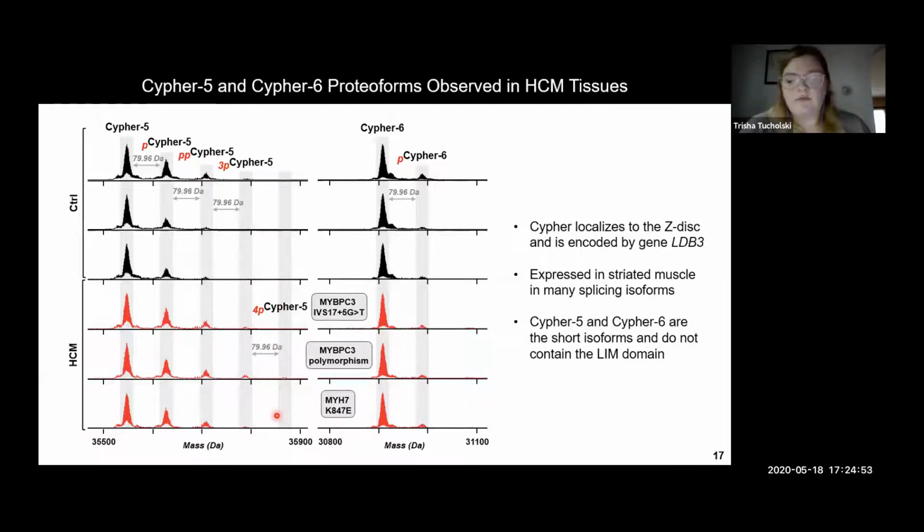So we really wanted to know where the phosphorylation sites for cipher 5 and cipher 6 were, so that we could, in a similar way to cardiac troponin I and ENH2 that I showed in a few slides earlier, understand what sites were being phosphorylated, so that we could start to know maybe what kinases are acting on these proteins and understand why we might see this dysregulation.